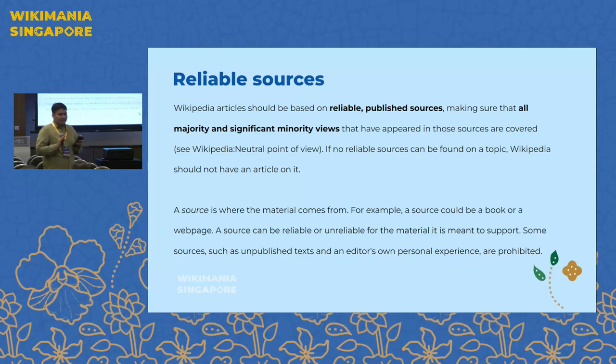Reliable sources include newspapers, but be cautious about bias in newspapers, because some have tendencies of left-wing or right-wing bias, so be careful about that. And for journals, please do not use predatory publishing journals. Only use reputable journals, and for books, use books that are well edited and have editorial oversight.